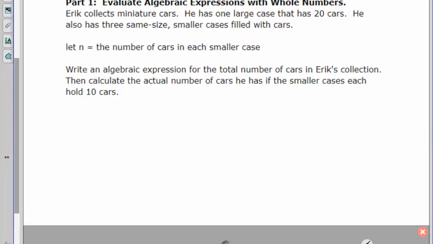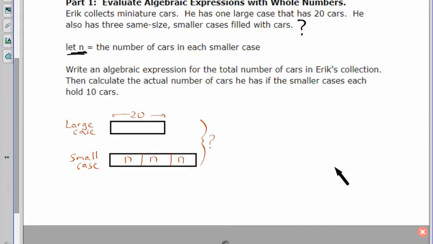All right, let's look at a real-world situation that we can model with an algebraic expression. Eric collects miniature cars. He has one large case that he holds his cars in. That thing can hold 20 cars. He also has 3 same-size, smaller cases filled with cars. How many cars in the smaller cases, you're wondering? We don't know. That's going to be a variable. And as a matter of fact, we're going to use n as the variable to represent the number of cars in each smaller case. So let's draw a bar model to kind of see what's going on here.